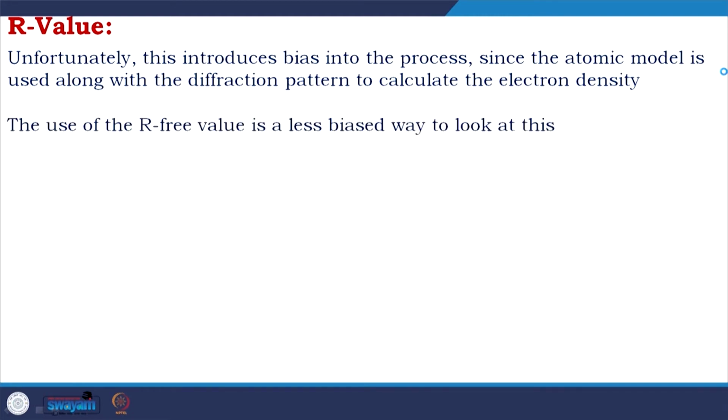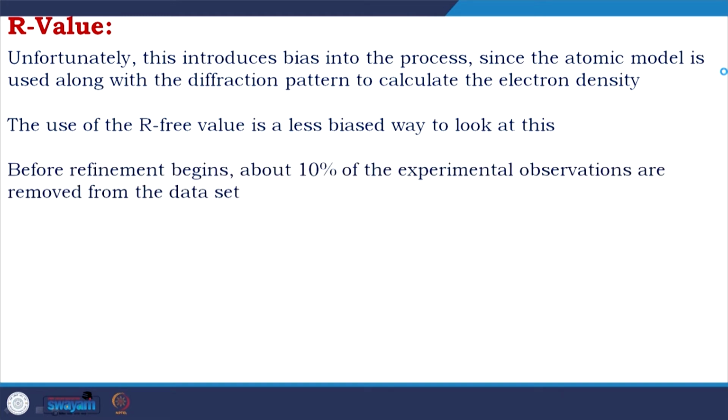The use of the R free. So, up to now what we talked about was R work, or R value. At this moment it is a very significant understanding. So, listen carefully, we are introducing R free. The use of R free value is a less biased way to look at this. Why? Before the refinement begins, about 10% of the experimental observations are removed from the data set.